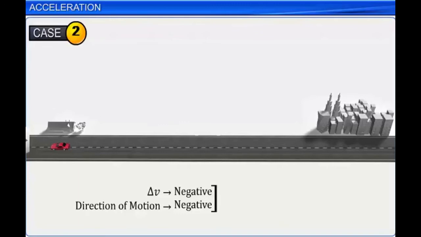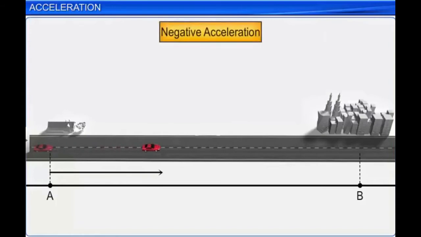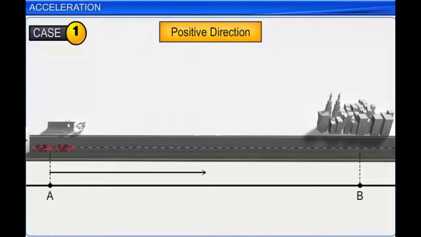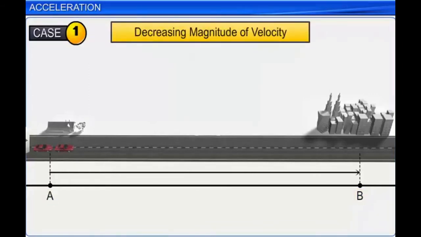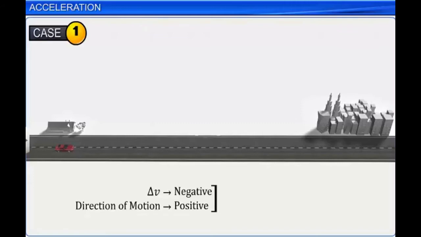Let us now consider cases where acceleration is negative. Case 1. Now consider the car moving in a positive direction, that is, from A to B, with a decrease in the magnitude of velocity. Here, delta V is negative and direction of motion is positive. Since the product of a negative and a positive value is negative, the acceleration in this case is negative.